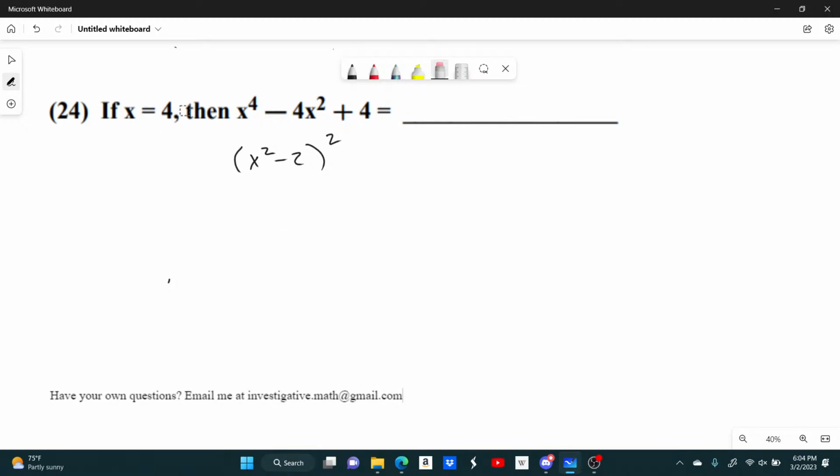So instead of having to do 4 to the 4th is 256 minus, right? It just turns into 4 squared is 16 minus 2 is 14 squared is 196. That is a good skill to practice, recognizing when these are perfect squares, because that happens a lot and it really simplifies the process.